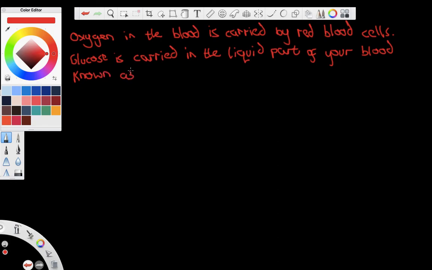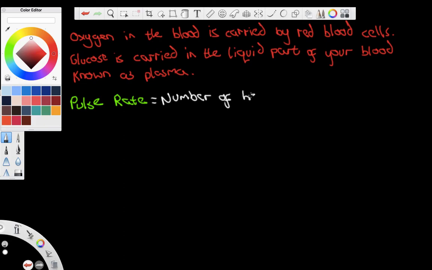The final definition is something you can do at home. Calculating your pulse rate. Now your pulse rate is the number of heartbeats you have in a minute. So your pulse rate is the number of heartbeats per minute.